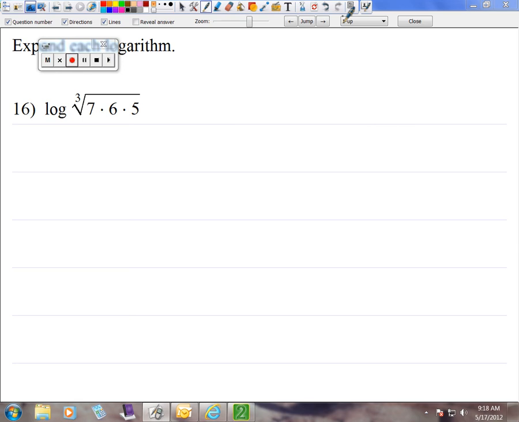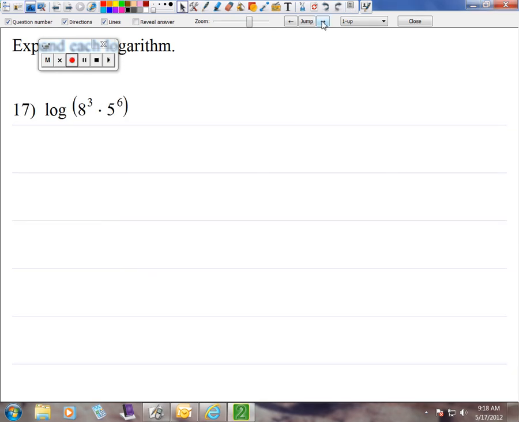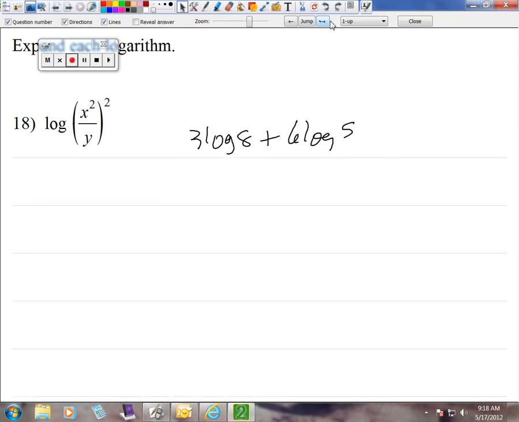We're going to get them done here. Well, that one's easy. 17's easy. How many have already written this answer? So what's this answer? 3 log 8 plus 6 log 5. Very good. And the last one? Or no, we got 3 more, don't we? Do 18.